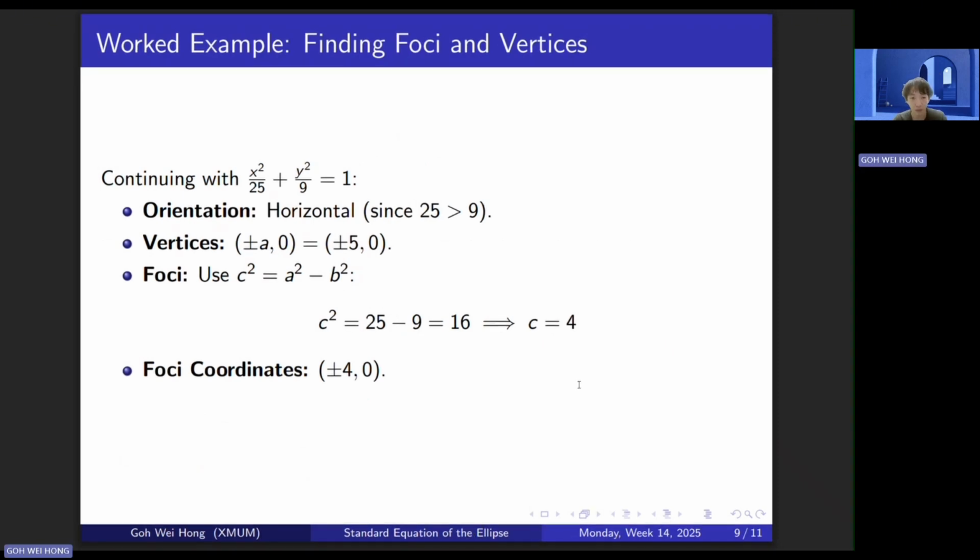Okay, for slide 9, now let's find the other parts. Since the bigger number, 25, is under x, we know this is a horizontal ellipse. The vertices are at (5, 0) and (-5, 0). Next, we find the focus distance, which is c. c squared equals 25 minus 9, which is 16. So c is 4. This means our foci are at (4, 0) and (-4, 0). By doing these simple steps, we can find everything about the shape.